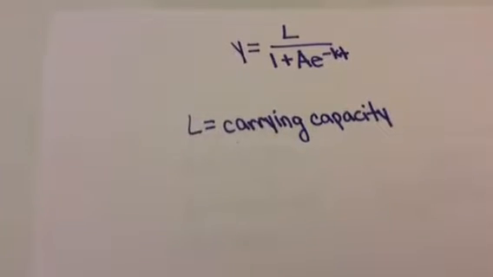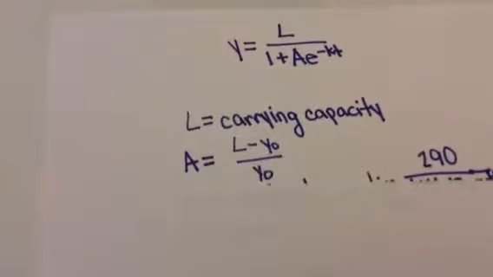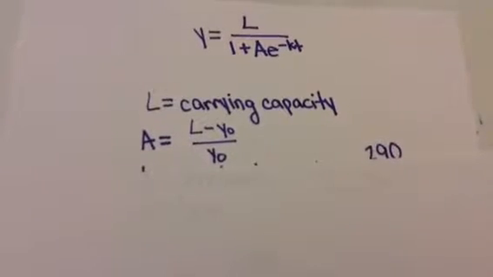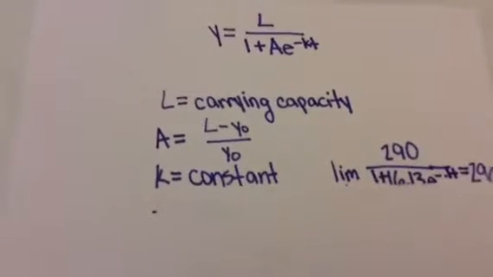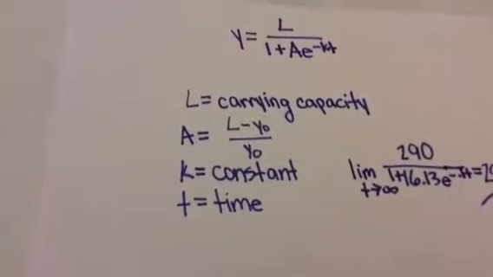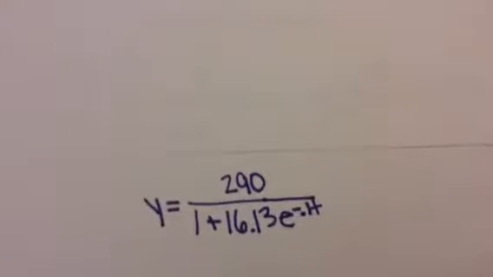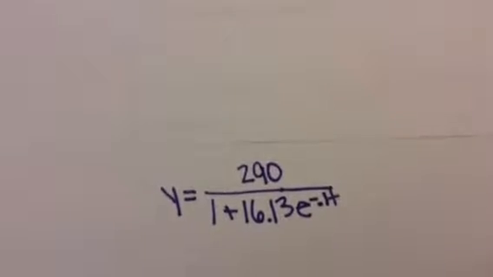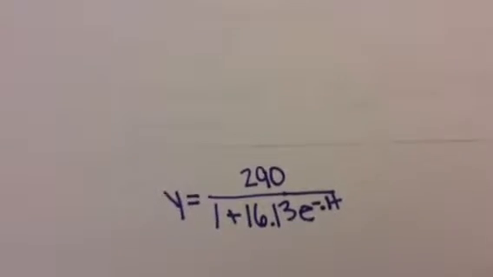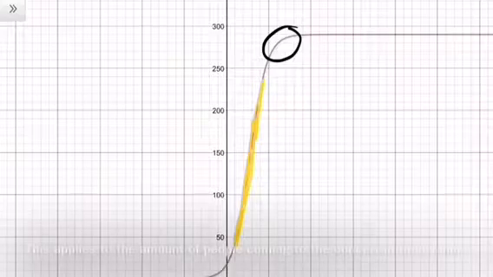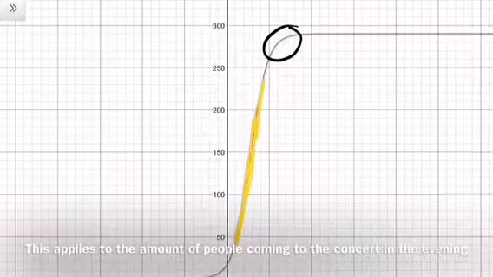Alright, so after researching logistical growth, we were able to come up with this formula here. The L in this formula represents the carrying capacity. The A is represented by this equation, L minus Y naught over the initial Y. The K is a constant, and the T is time. From plugging all the information in, we get Y equals 290 over 1 plus 16.13 e to the negative 0.1t.